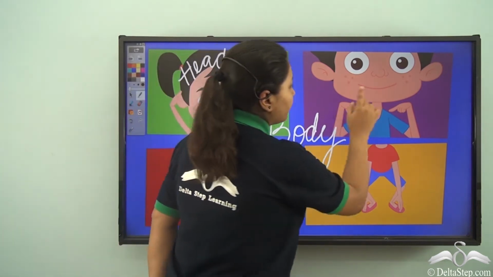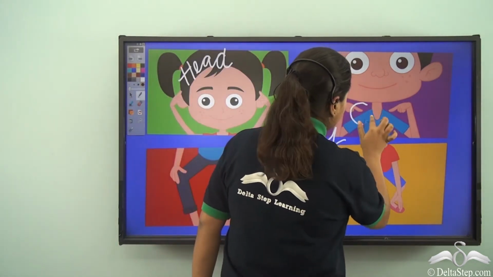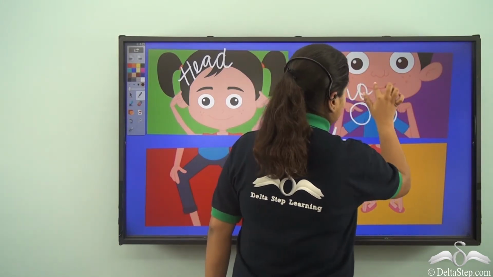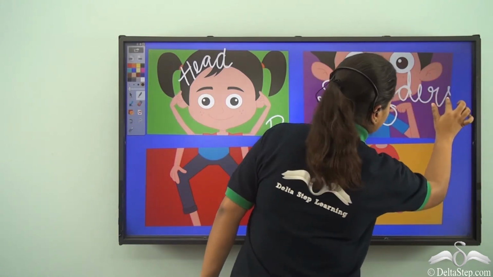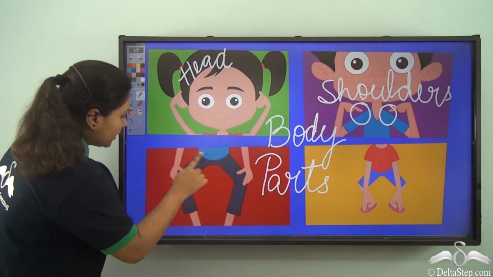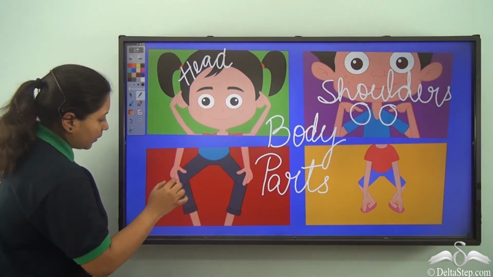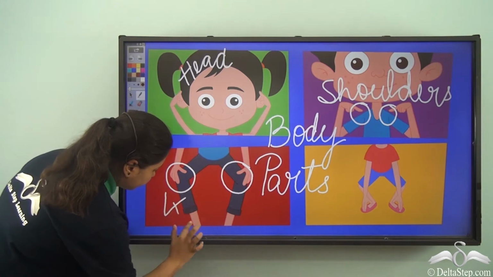Now, if you see over here, this boy is pointing to his shoulders. So, what are these? These are the shoulders. Now, when we come to the third picture, these are another different body part. So, what are these? Well, these are the knees.